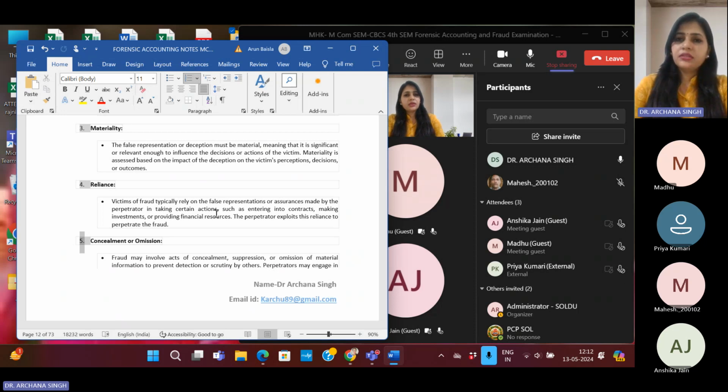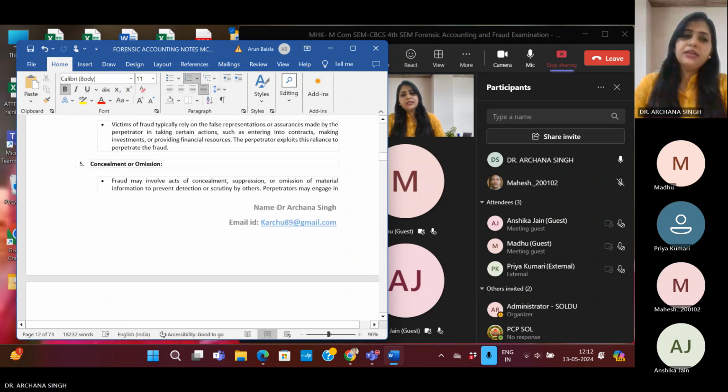Okay, so in the form of contracts they can do that, making investments or wrong investments and providing the financial resources to the wrong person. So the perpetrator exploits this reliance to perpetrate that fraud.